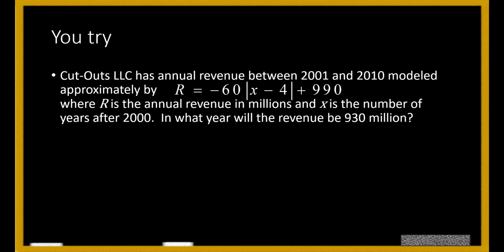Let's see how you did. So Cutouts LLC has an annual revenue between 2001 and 2010 modeled by R equals negative 60 times the absolute value of x minus 4 plus 990. They want to know in what year will the revenue be 930 million. So we're going to put 930 in the spot for revenue, or R, and bring down the rest of the equation.